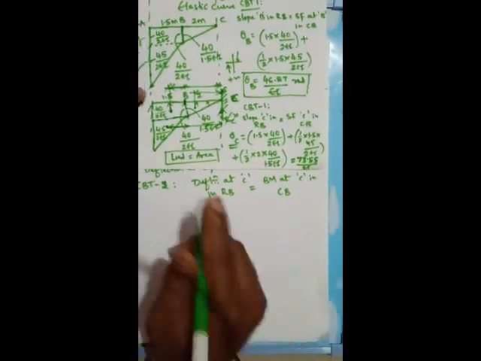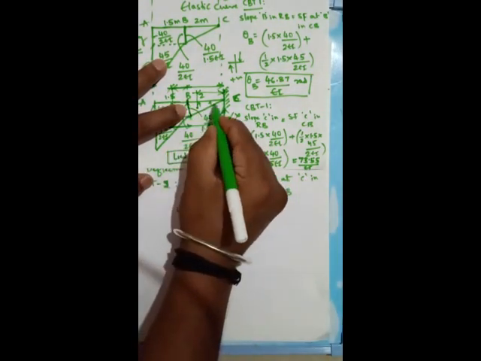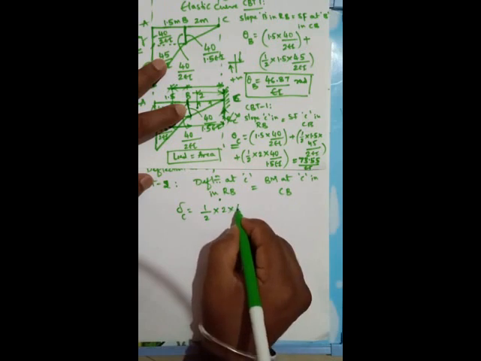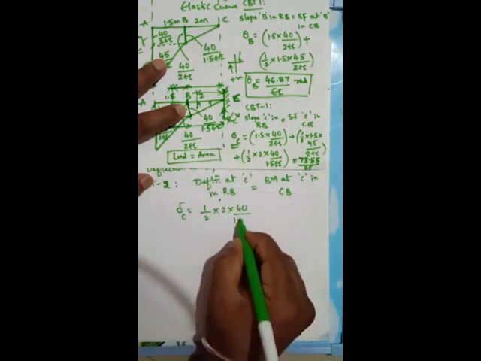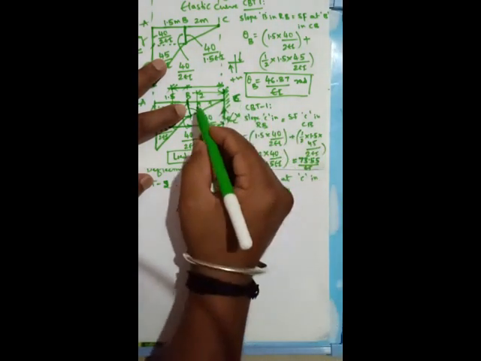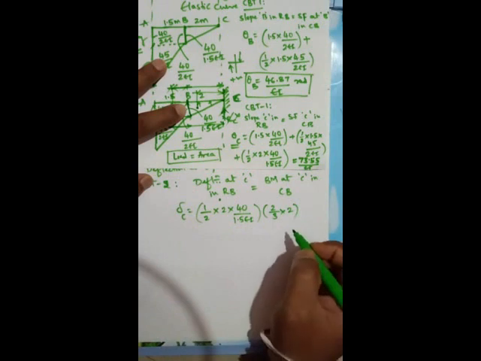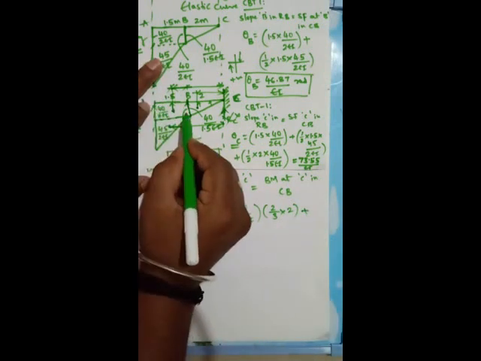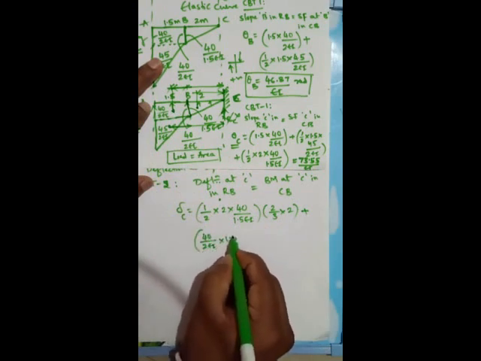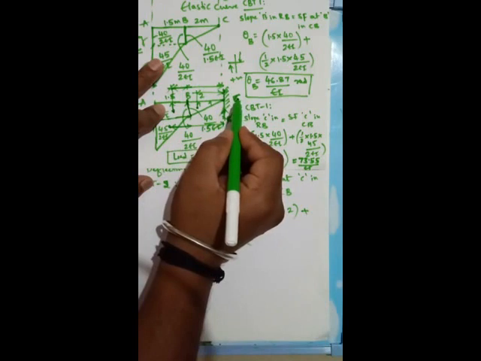So the first triangle, since you are calculating delta C, we'll consider this triangle. Area is half into base, 2 meters, into height 40 by 1.5 EI. This area is assumed to act at the centroid. From the centroid the perpendicular distance is, from zero position, 2/3 of base. Base is 2 meters, correct? Plus then we'll consider this rectangle. Area is 40 by 2 EI into base 1.5, into perpendicular distance, taking moment at C.